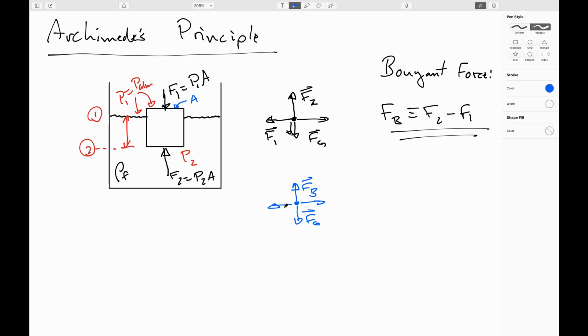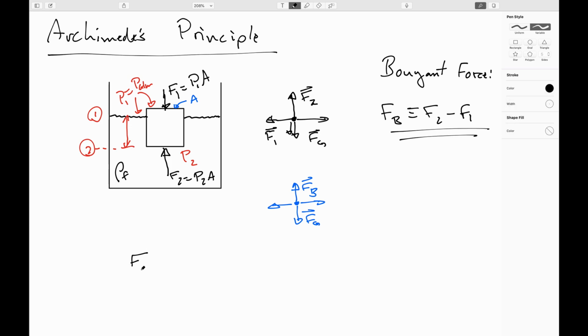So take your pick, but it's pretty standard to just draw in that buoyant force, and you quietly understand that it's that upward pointing F2 minus that downward pointing F1 to get the net force due to the pressure in the fluids. Okay, so we can figure out how much this buoyant force is.